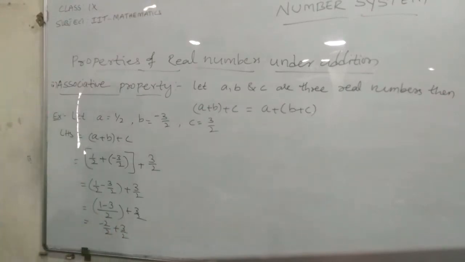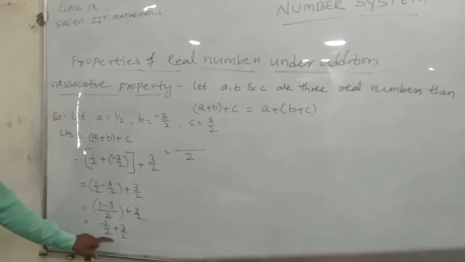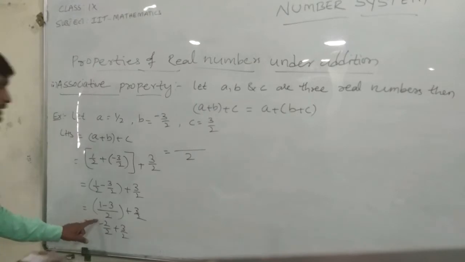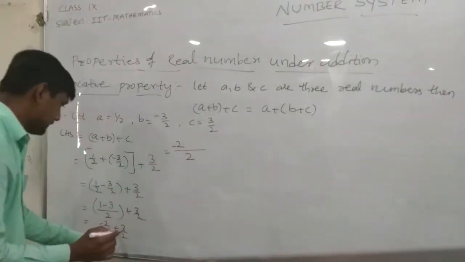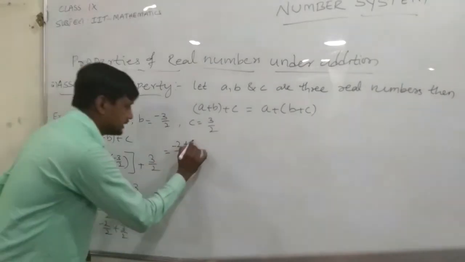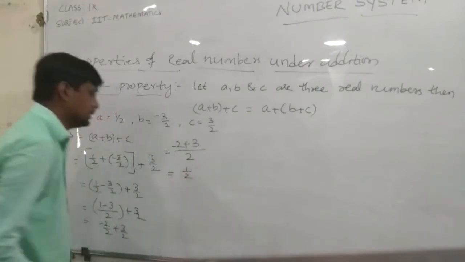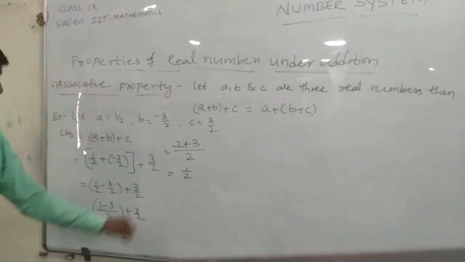Now I am going to simplify this. The LCM is 2. So 2 by 2 is 1, 1 into minus 2 is minus 2, plus 2 by 2 is 1, 1 into 3 is 3. Now minus 2 plus 3 value is 1 by 2. So LHS is equal to 1 by 2.